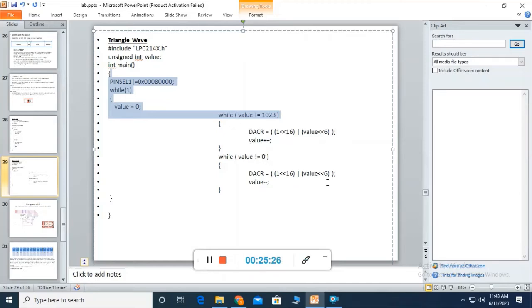and once that is done, you need to decrement it linearly by the same value. Make sure it does not fall below 0. So during increment, make sure it does not exceed the maximum value, that is 1023. And while decrementing, you make sure it does not fall below 0. So this is a program which is used to generate a triangular wave.